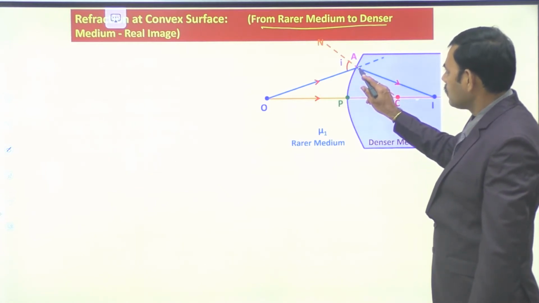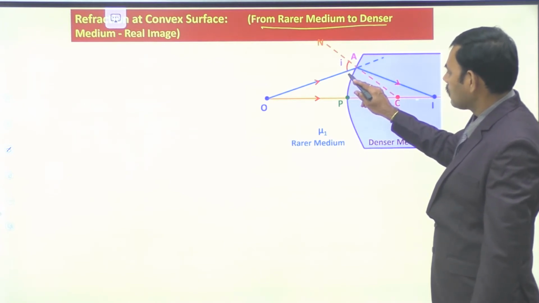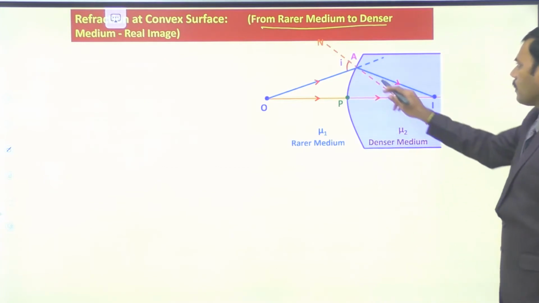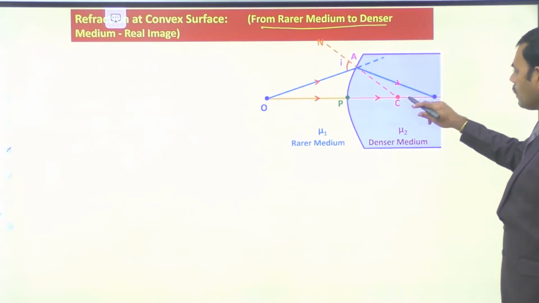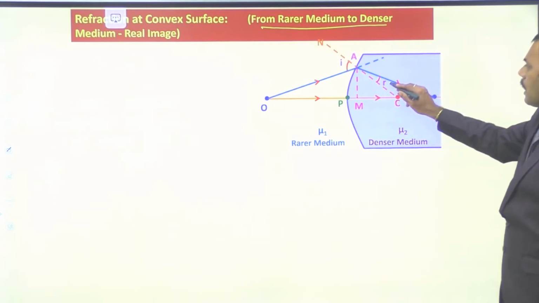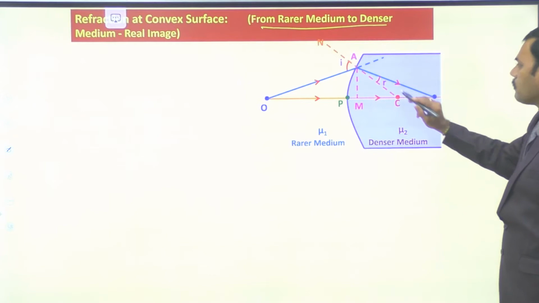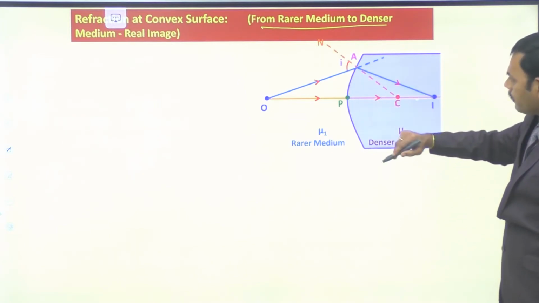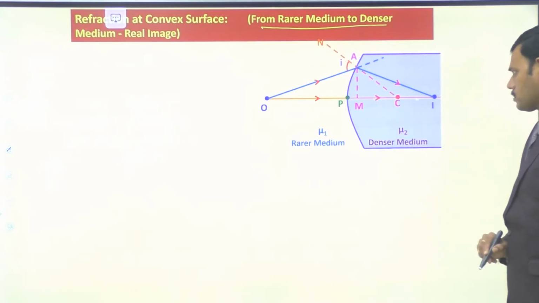It intersects at the normal. Then the angle made by this incident ray, that is the blue color light ray, with the normal is the angle of incidence. Then AI is the refracted ray. AI is the refracted ray in the denser medium. The angle made by this refracted ray with the normal is the angle of refraction. This is the angle of refraction, the angle made by the refracted ray with the normal. Here, let us observe, we have drawn a perpendicular line AM. M is the foot of the perpendicular onto the principal axis.